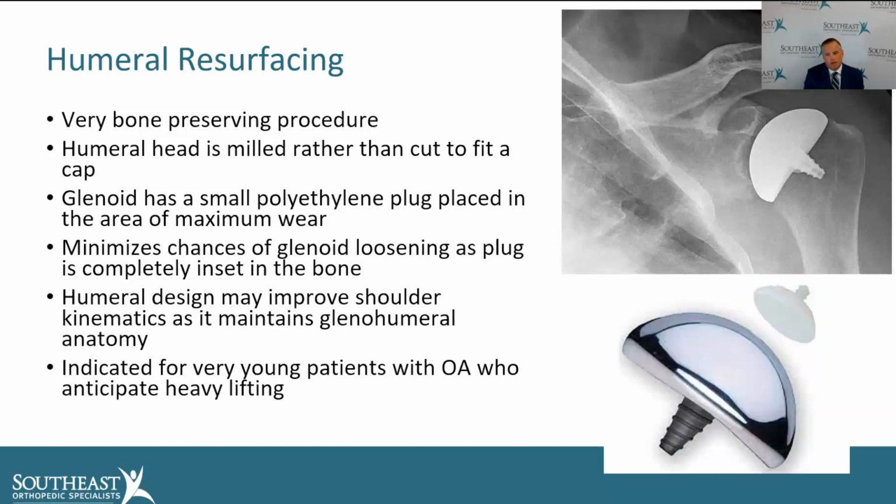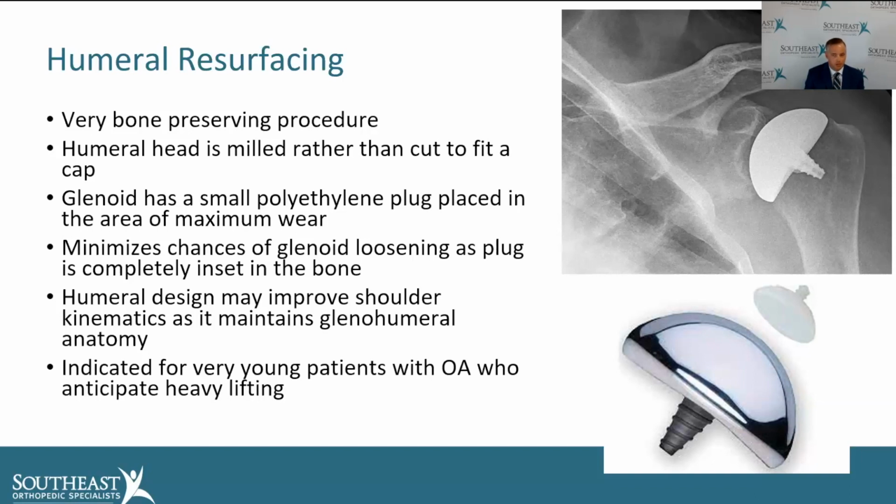If we're talking about the advancements in anatomic total shoulder, I want to talk about humeral resurfacing a little bit. This is a very bone preserving procedure. So instead of cutting off the top of the humerus that we do with an anatomic total shoulder, we mill the top of the humerus and we replace it with a cap. The glenoid is a small plug that's placed at the area of maximal wear on the glenoid. It is completely inset within the bone, which makes it incredibly stable and very unlikely to loosen.